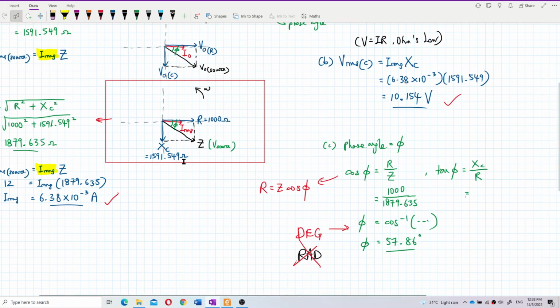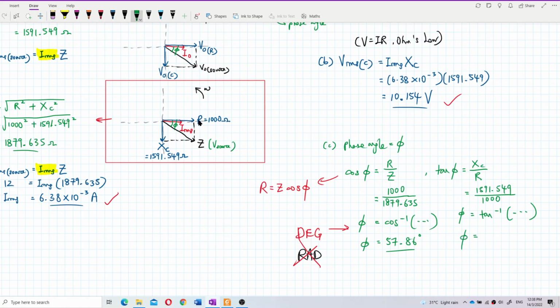XC is 1591.549. It's all trigonometry: opposite over adjacent, and the adjacent is 1000 ohm. Remember, you need to anti-tangent. So 1591.549 divided by 1000, and then I anti-tangent my answer. From this one, I also got 57.86 degree.